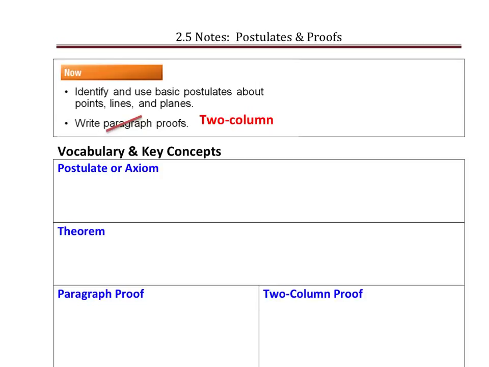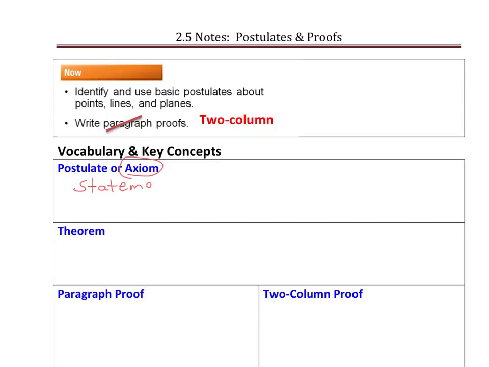We're going to keep talking about postulates, some more of them involving points, lines, and planes, and we're going to talk about how to begin the process of putting together sound logical arguments, and we're going to formalize those in a method called two-column proofs. So what is a postulate? Or in this case, I've also got axiom. These two words I'm going to be using interchangeably. But it's a statement that we take as true.